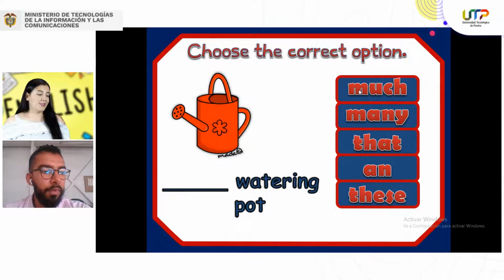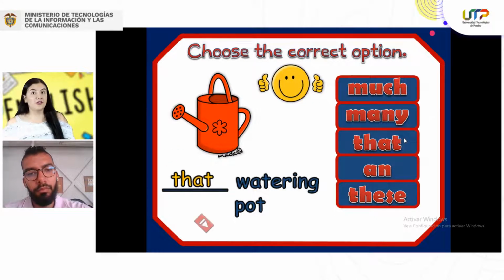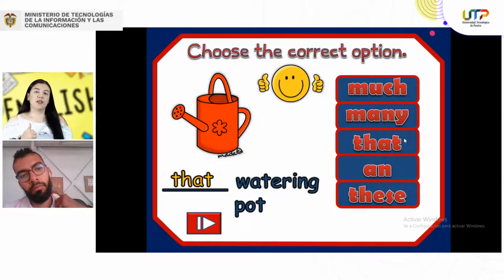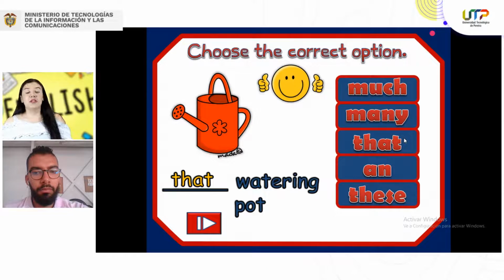Okay, very good, guys. So that, of course, ninguno de los otros son posibles. Primero, much, recuerden que es solamente para negativo, ¿sí? Pero no contable. En el caso de many, es para varios, y en este caso es solo una, watering pot. Y si la siguiente palabra inicia con vocal, en este caso no aplica because it starts with W, so that is a consonant. This is also for plural things. So the only option that is possible is that watering pot. Muy bien.